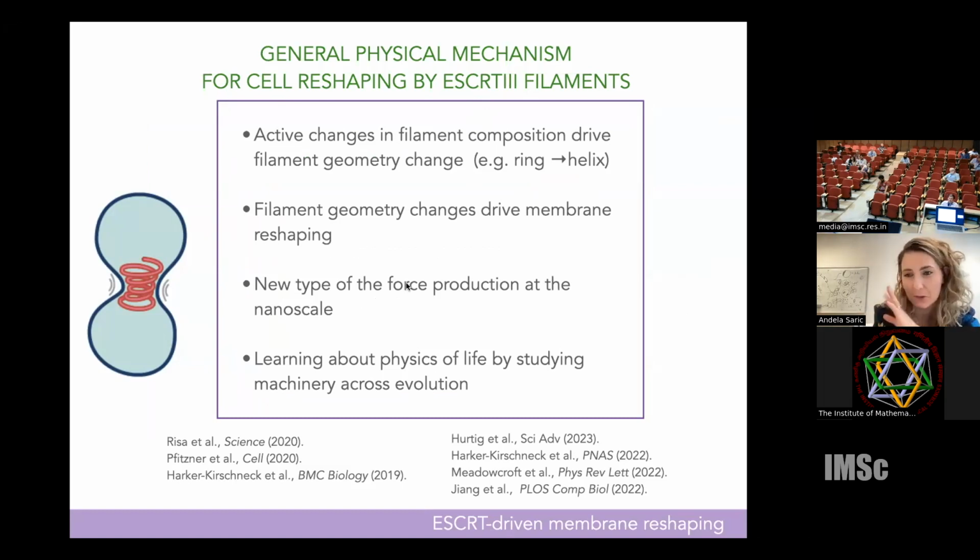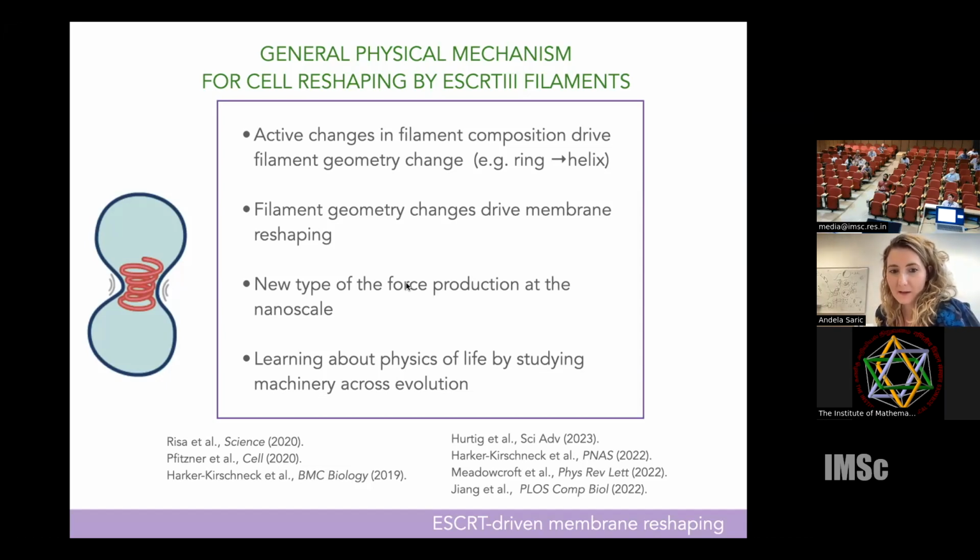I've showed you here, with some interruptions, that active changes in filament composition, so you have multiple filaments and you remove one, change the composition of your composite filament, and that changes the shape of the filament. That change in shape is transferred to the membrane to produce force. It is really a different type of force production as opposed to actin and tubulin, which consume energy at the single monomer level. Here you have a whole nanoscale structure that reshapes to produce force. So it's a bit of a different way of force production.